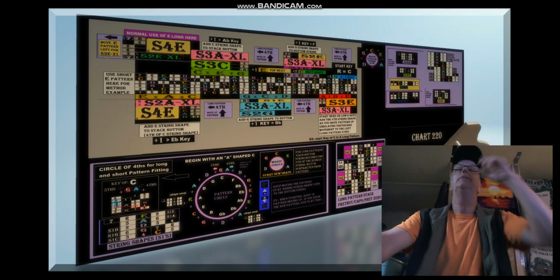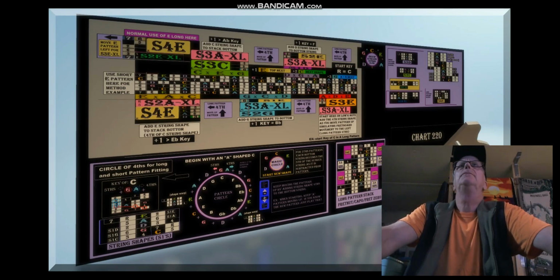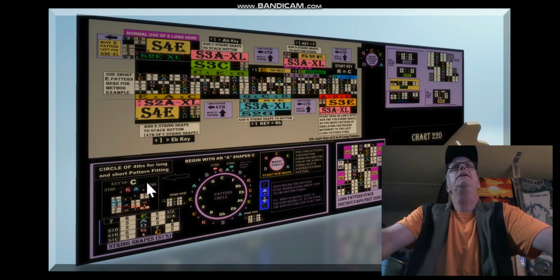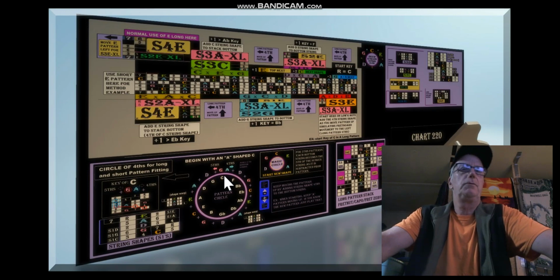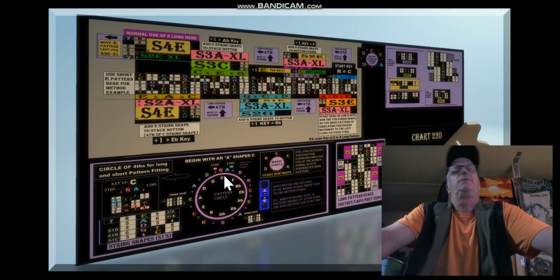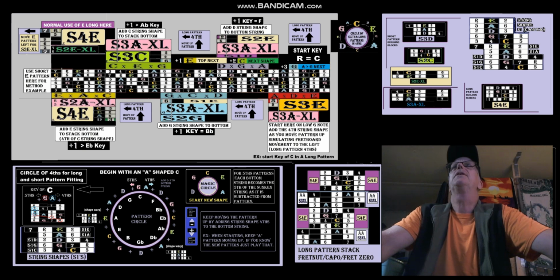Okay, so let's look at the chart. This is a 3D of chart 220, and here I have the circle of fourths. It's a mellow chart, so I did a 3D of it. But keep in mind, I usually go into the 3D program to resize the chart. It's good for resizing it, and then I'll just do a 3D of it. So let's dig into the 2D charts here.